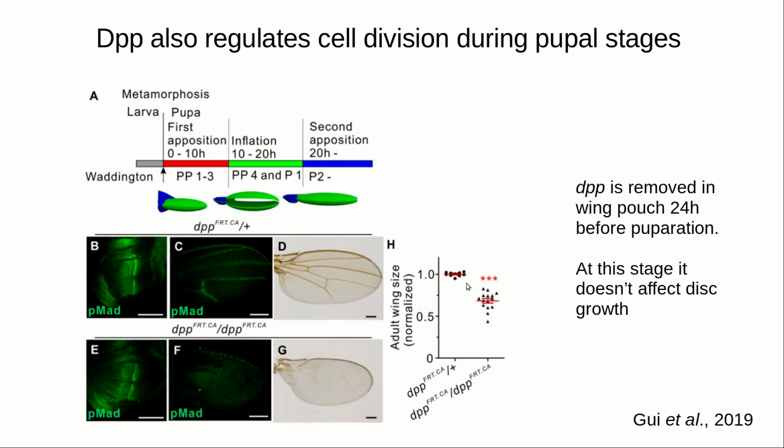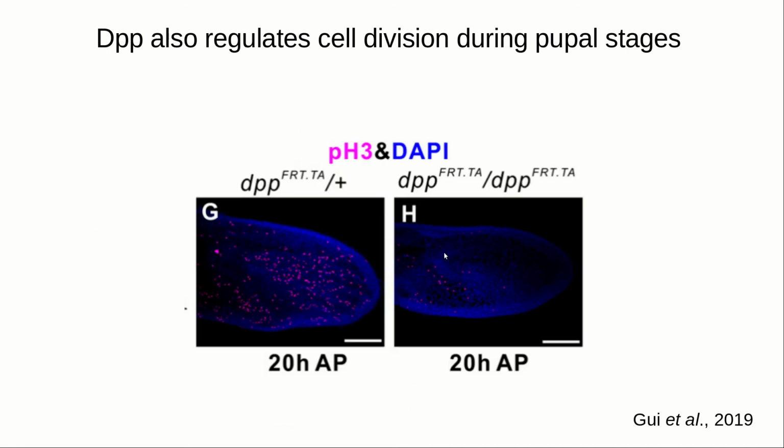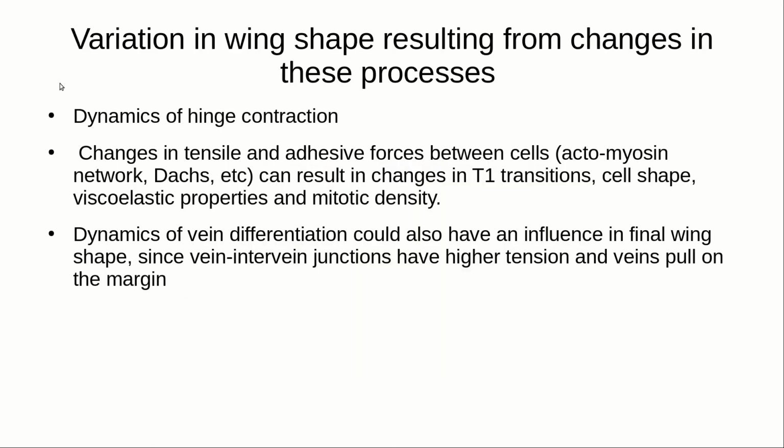So they find, as you can see in this quantification, that the final size of the wings when DPP has been downregulated is lower than in the wild type. And additionally, they show how cell division is also decreased in the mutant compared to the wild type. Cell division here is assessed by staining of phosphohistone 3. Changes in the dynamics of all these processes can result in variation in the shape of the adult wing.